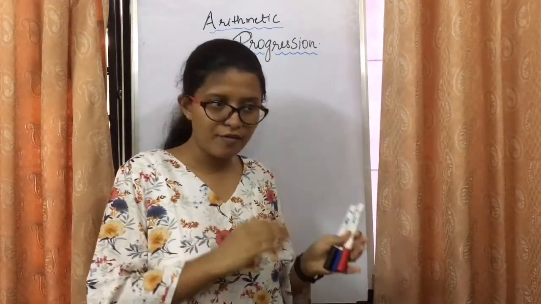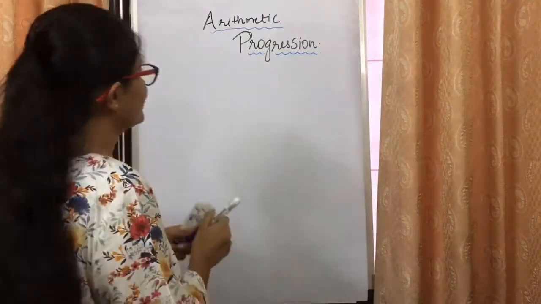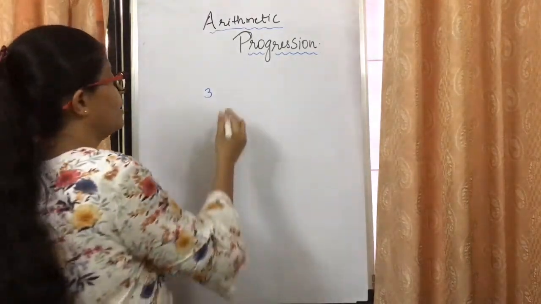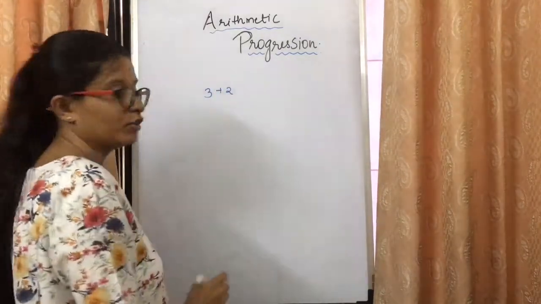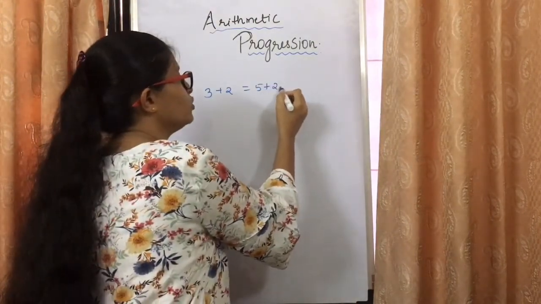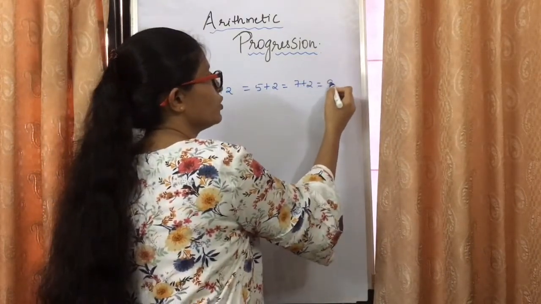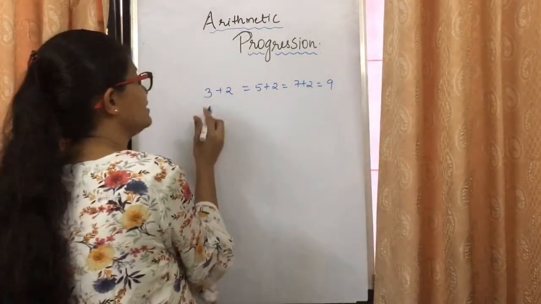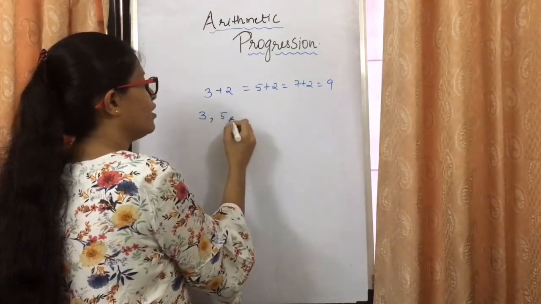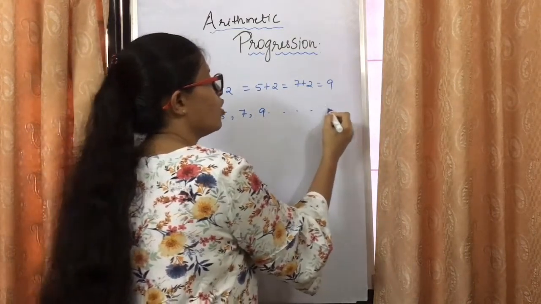So I will explain you in detail कि क्या होता है arithmetic progression. For example, अगर आपके पास पहला नंबर आपको दिया है 3 and if you add 2 to this number, you will get 5. Again, for 5 you will add 2 to this number, you will get 7. Again you are going to add 2 to this number, you are going to get 9. So my series is, first number was 3. 3 को 2 ऐड किया तो 5 बना, 5 को 2 ऐड किया तो 7 बना, 7 को 2 ऐड किया तो 9 बना और so on.